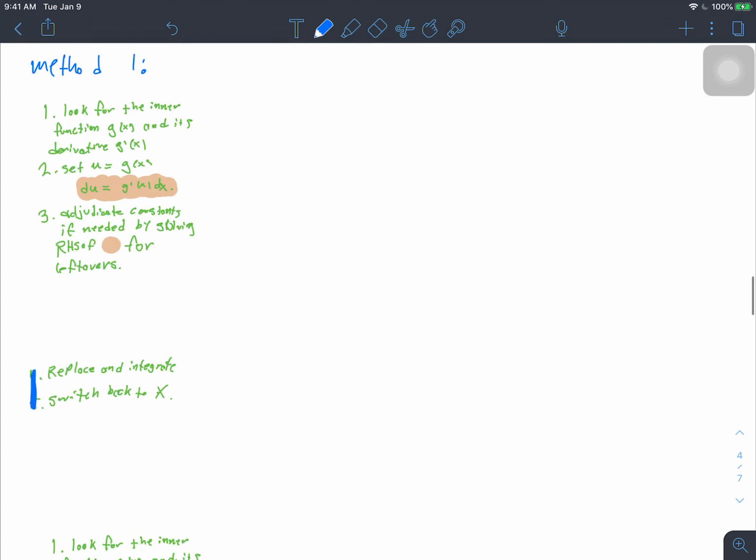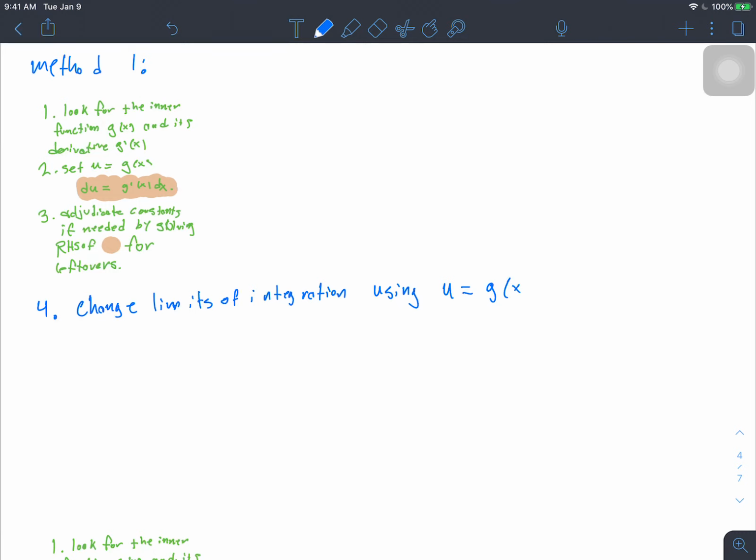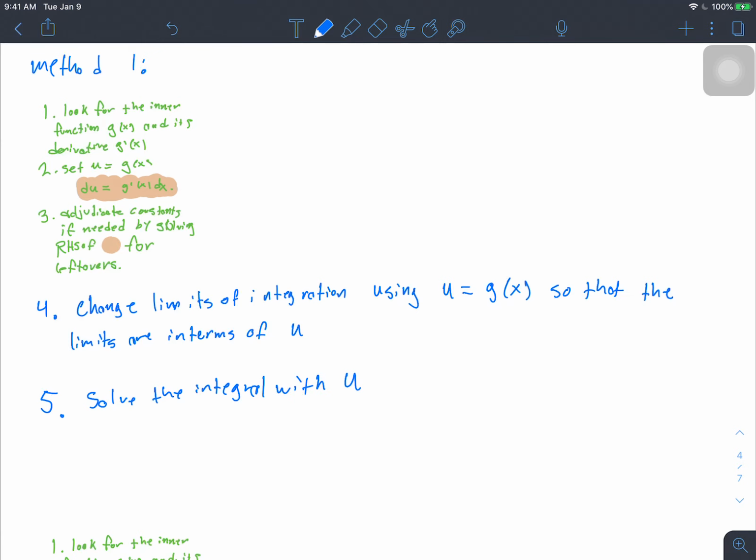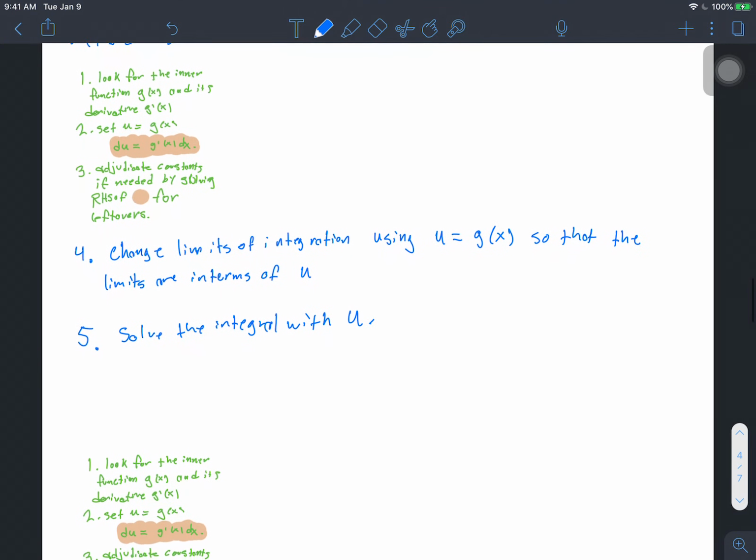So, method 1 is, in fact, I'm just going to delete that. Method 1 is change limits of integration using u equals g of x so that the limits are in terms of u, then solve the integral with u. Okay, that's one method.